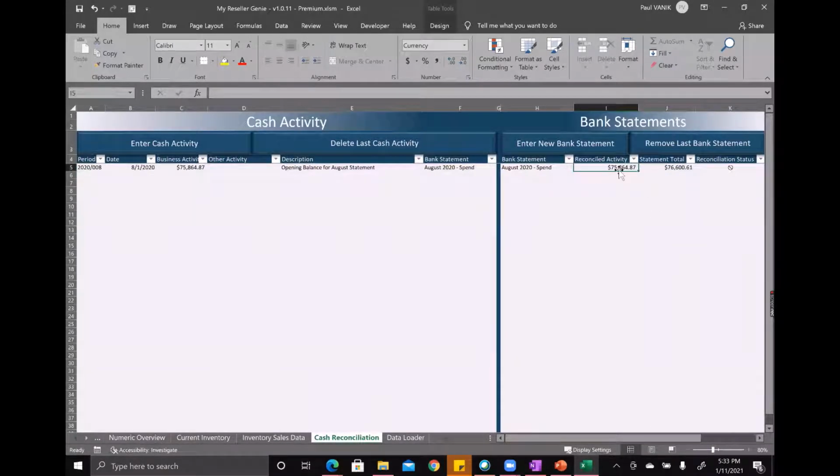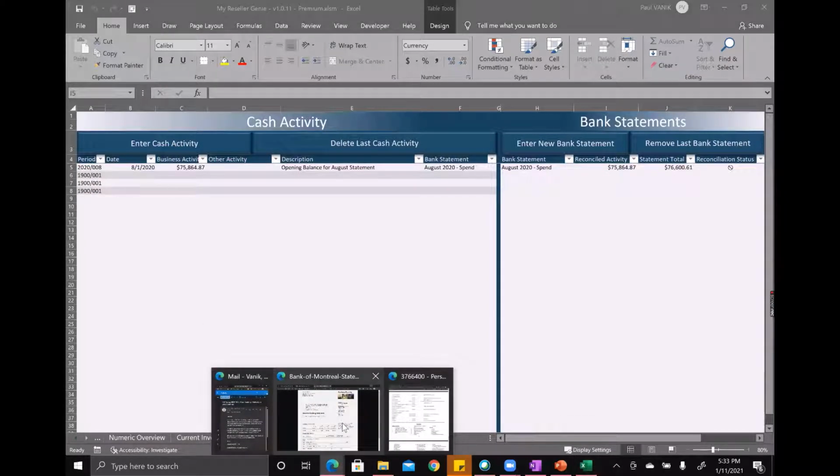Now coming back to here, we have reconciled activity. And what that's doing is it's looking at all the activity over here that has this bank statement attached to it. And it's adding it up. And when this reconciled activity matches the statement total, it's going to say you're reconciled. Okay? Because that would mean that you've accounted for all the activity that occurred in your bank during the month. Okay, so now I'm going to start entering some activity from our fake bank statement.